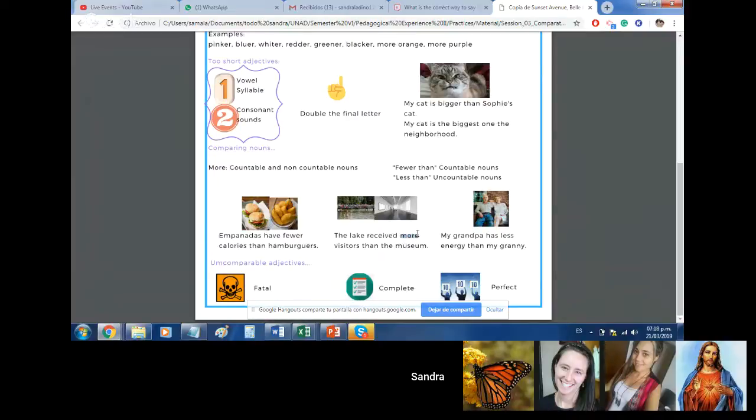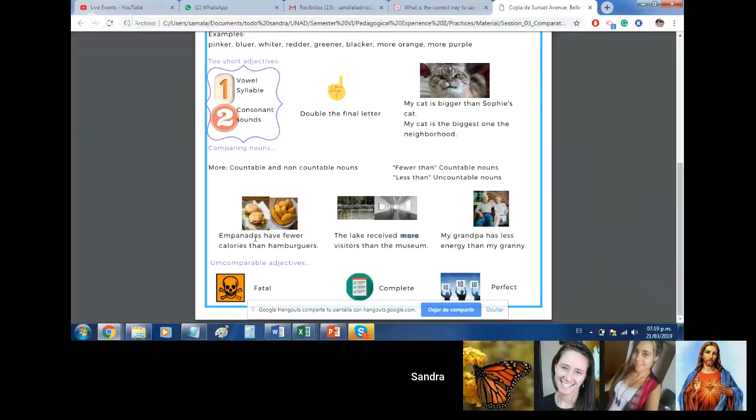The lake received more visitors than the museum. El lago recibió más visitantes que el museo. Siempre es para expresar más, en términos de cantidad, más que algo. Siempre va a ser así. Y utilizamos more para decir tanto cantidades contables como incontables.